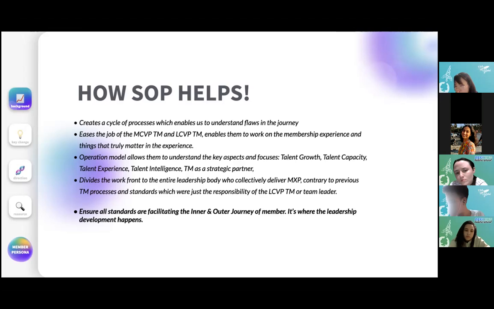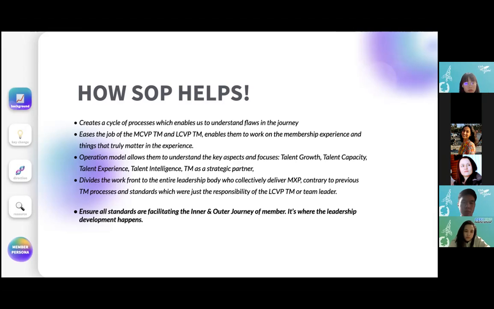Now, I really love this model. Why? Because these are the 5 aspects that give us an understanding of what TM really is or what TM really should do. The first one is talent growth, then talent capacity, talent experience, talent intelligence, and TM as a strategic partner. Fourth, it divides the work front in the entire leadership body, who collectively delivers MXP and takes responsibility of membership experience, which is contrary to the previous TM processes and standards, which were just the responsibility of the TM portfolio as a whole.